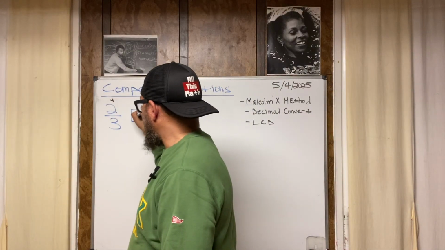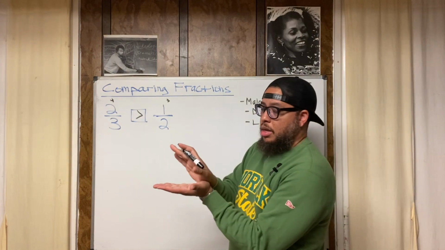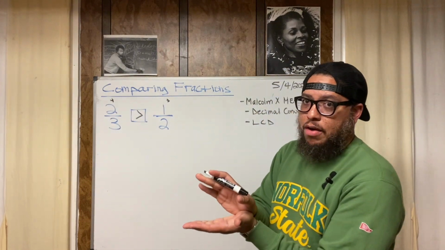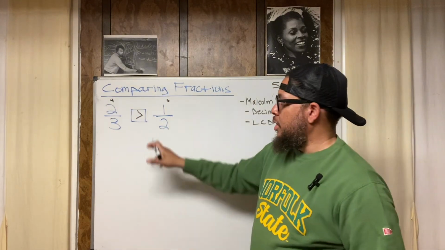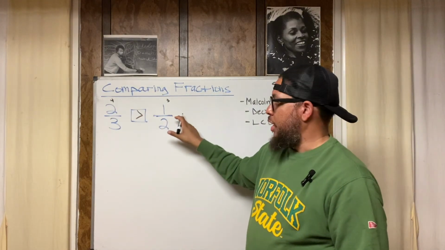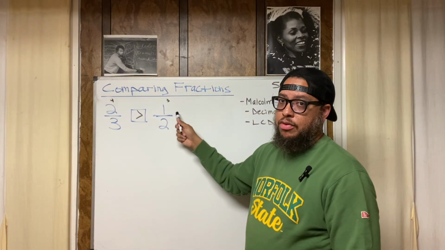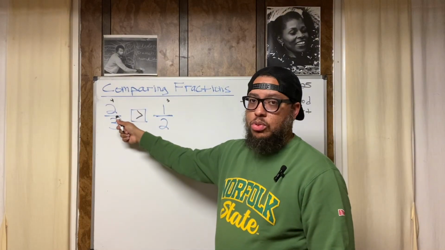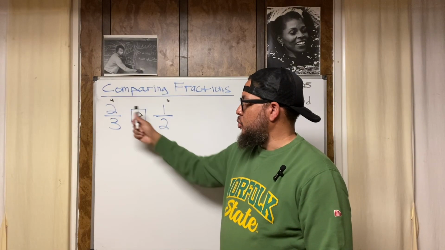So you put your greater than sign like that. 2/3 is greater than 1/2. The open part of the sign faces the larger value. The pointed part faces the smaller value. In this case, 1/2 is smaller. We can say 2/3 is greater than 1/2, or you can read it the other direction: 1/2 is less than 2/3.